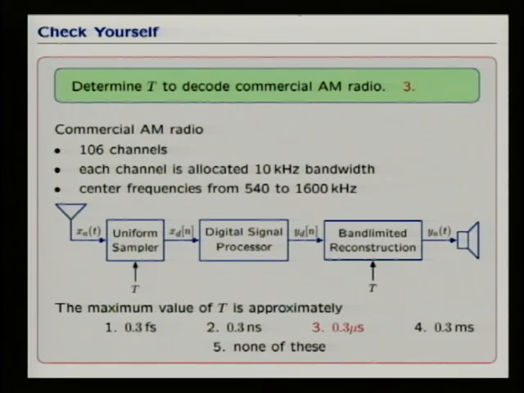The answer is you need T so that the sampling frequency is at least twice the maximum frequency of the thing that you're trying to code. So the biggest frequency here is 1600 kilohertz. You need to sample that with omega sampling more than twice that frequency, so bigger than 2π times 1600 kilohertz. And if you work that out, that leaves a sampling time of about a third of a microsecond. And the point is that that's easy to do these days. That's the kind of part that you get from DigiKey for $2.